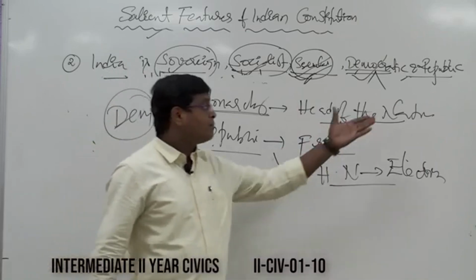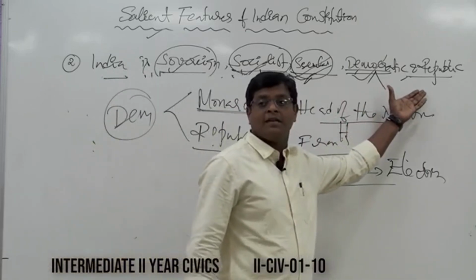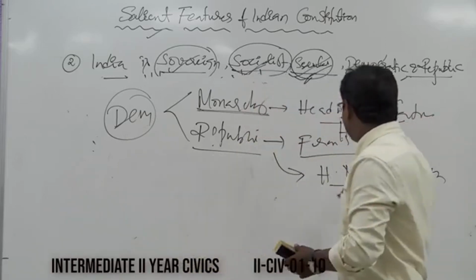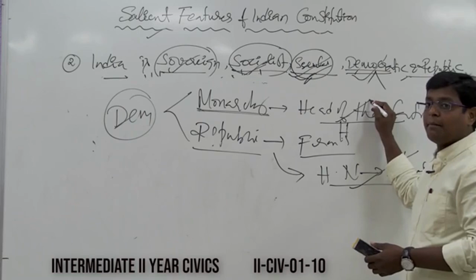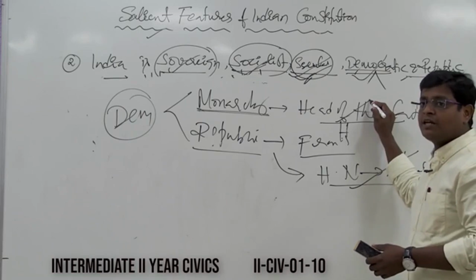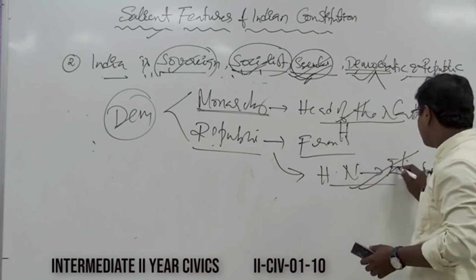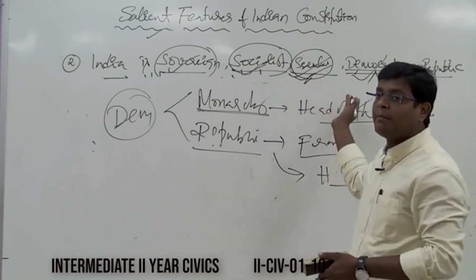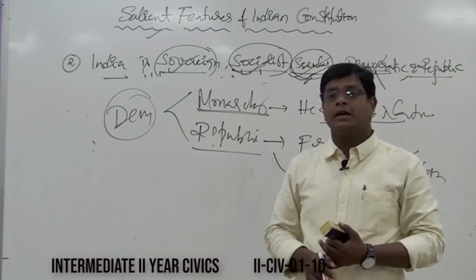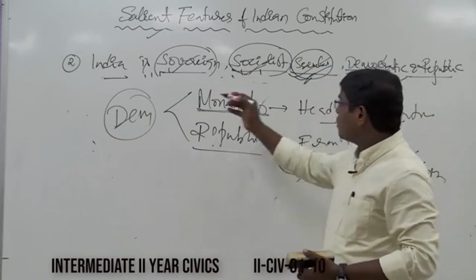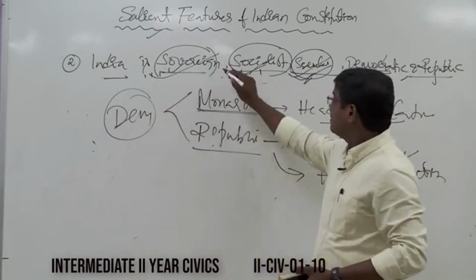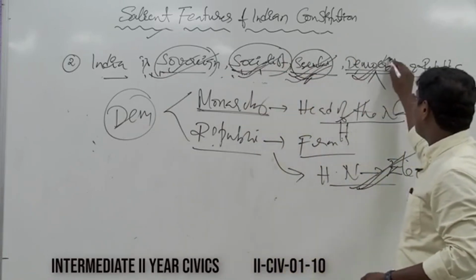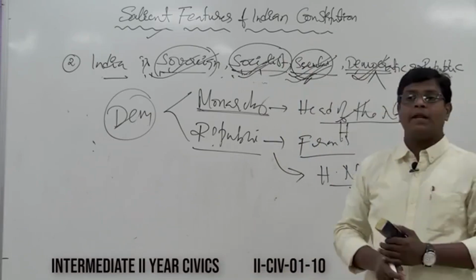A republic nation is the nation where the head of the nation comes by election, not by hereditary manner. That's why we concluded India is sovereign, socialist, secular, democratic, republic country.